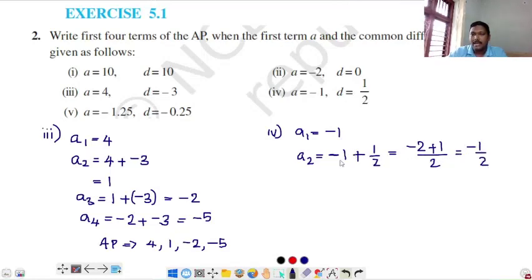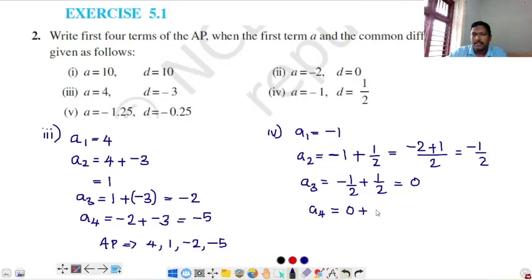So when you add minus 1 and 1 by 2, you will get minus 1 by 2. Now with this minus 1 by 2, you have to add the common difference again. You will get how much? You will get 0. Minus 1 by 2 plus 1 by 2 will be 0. Now you can find A4, the fourth term, with 0. You have to add the common difference.